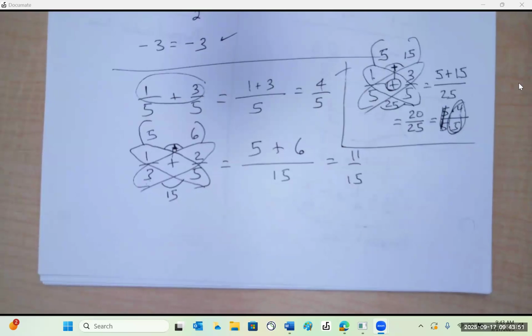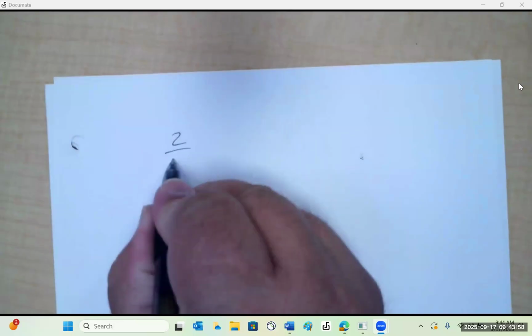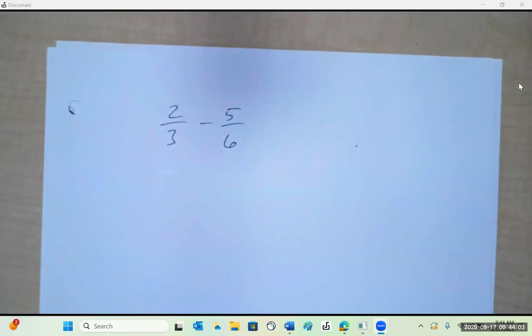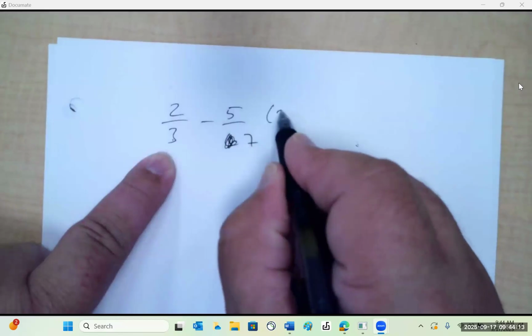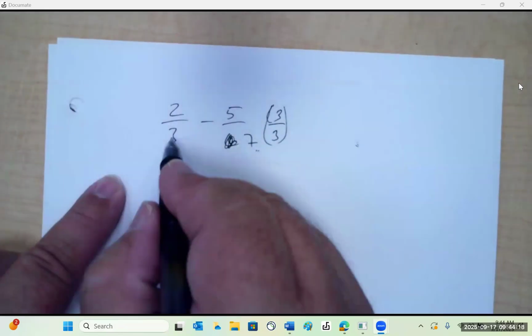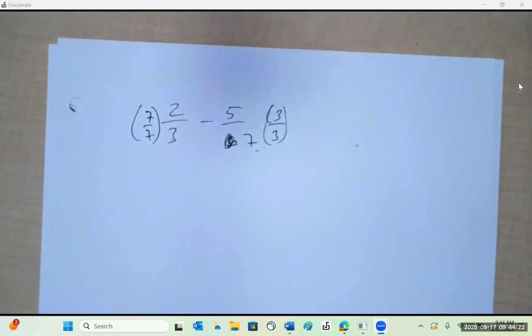I still use it instead of having to worry about, because otherwise, if we had different fractions, let's say 2/3 minus 5/6, or let's say 5/7. What we normally have to do is this one has a 3, this one doesn't, so I need a 3/3 here. This one has a 7, this one needs a 7, so a 7/7. It's just a lot of extra writing. We'll get the same answer, but it's a lot of extra writing.